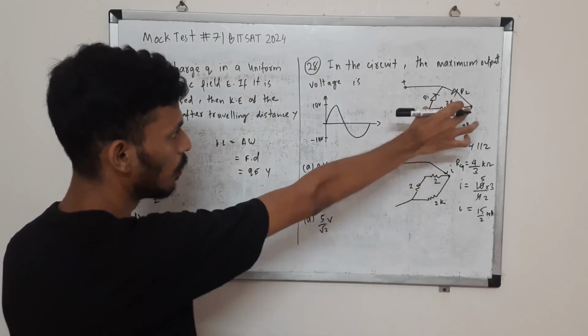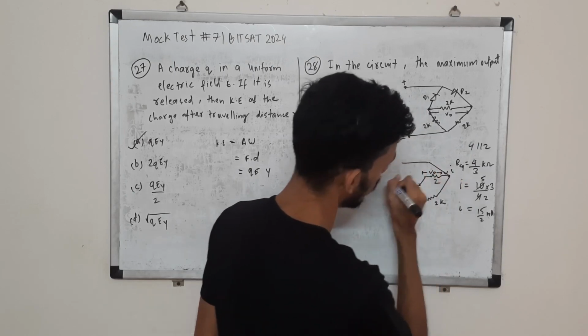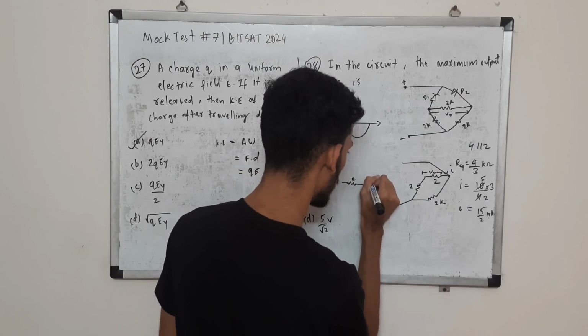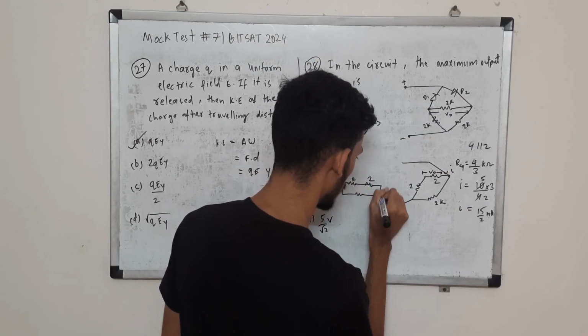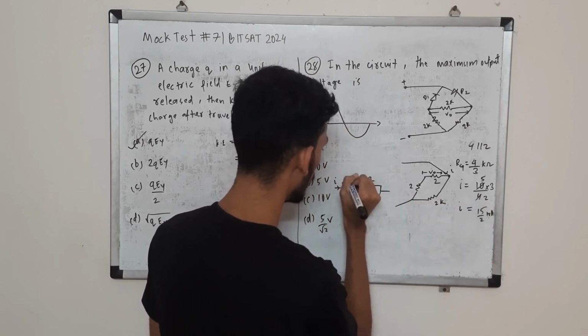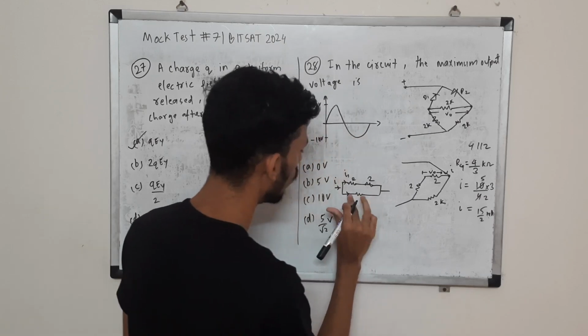We have to find this output voltage VO across this resistor, right? So what is the current in this branch? In this branch, we have 2K and 2K, and one more 2K. So this is the simplified version. Current I, which is 15 by 2, is coming over here. It will split into I1 and I2. So what is the value of I1?